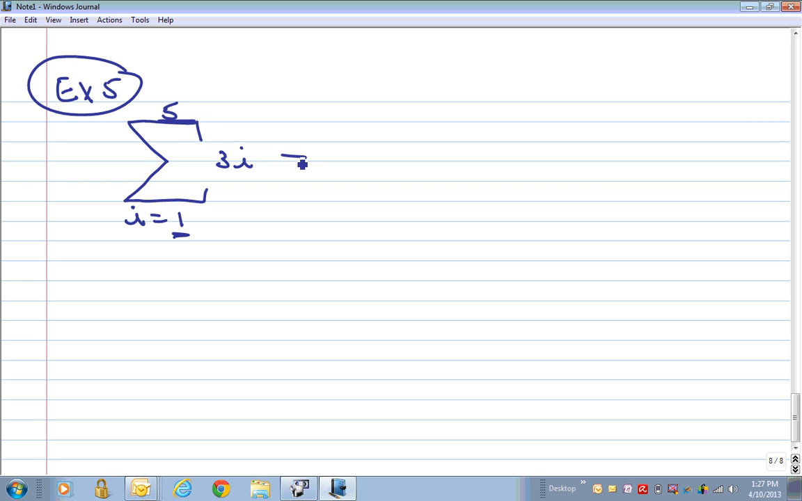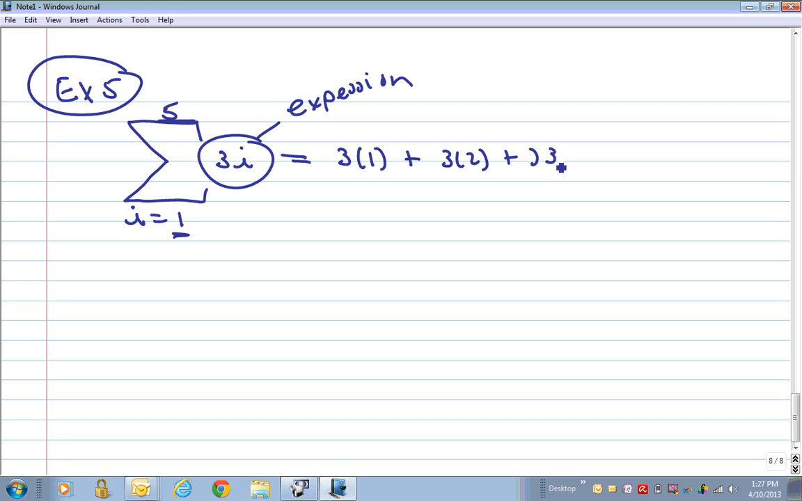So this is going to be equal, and this is our expression. So we would have 3 times 1, I'm going to go ahead and write it, and then added to that 3 times 2, because we're going to go all the way to 5, plus 3 times 3, plus 3 times 4, plus 3 times 5. All right, so that's 3 plus 6 plus 9 plus 12 plus 15.